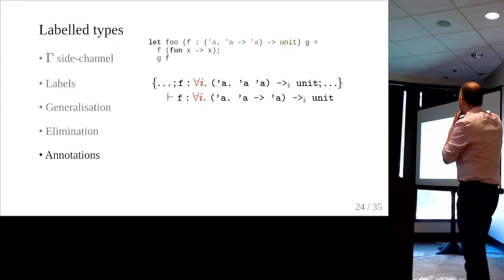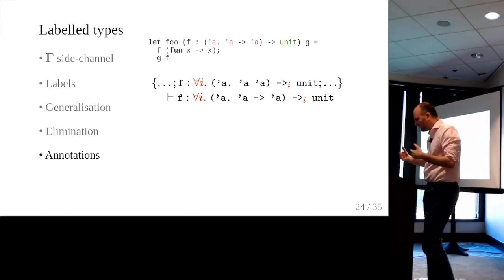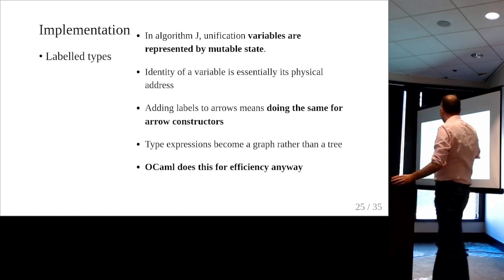Right. Yes. So as I say, I'm calling this label type. This is the main underlying idea of the semi-explicit first-class polymorphism paper, and it's how OCaml has had polymorphic methods for a very long time. Let me say a bit about how it's implemented.